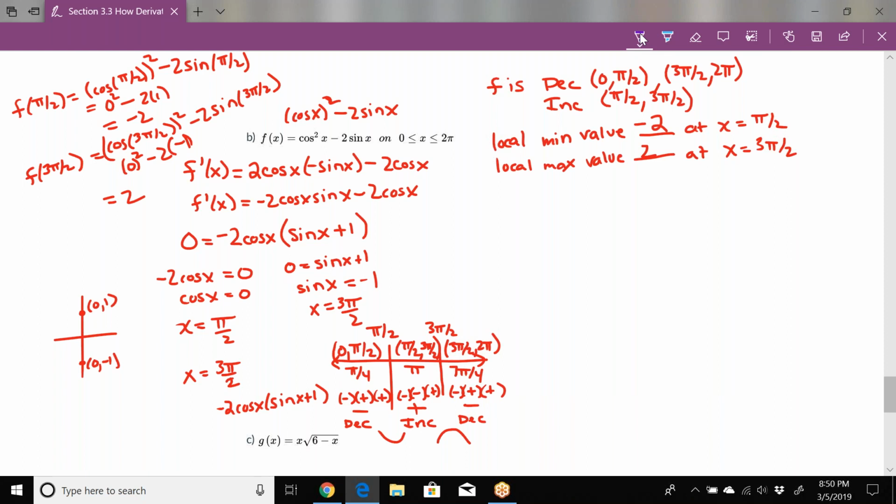We need to take that first derivative, and you can take it in its nicest form if you want. You could take it in the factored form right here. So f prime of x was -2 cosine x times sine x plus 1. Now we want to take the derivative of this. So f double prime is going to be, considering this first, -2 cosine x times the derivative of the second.